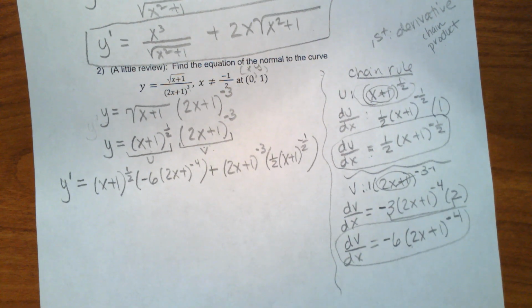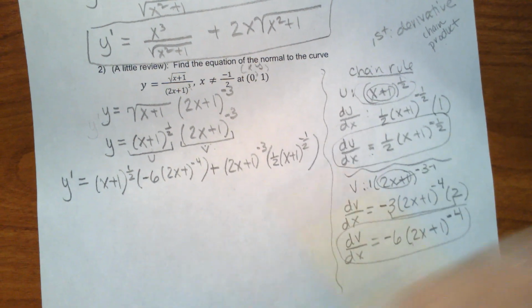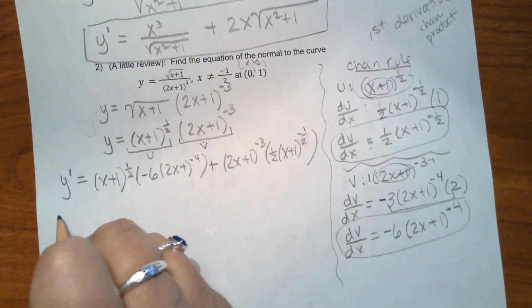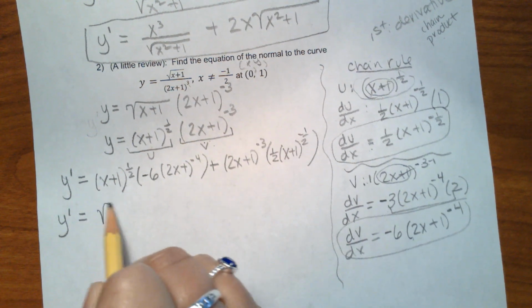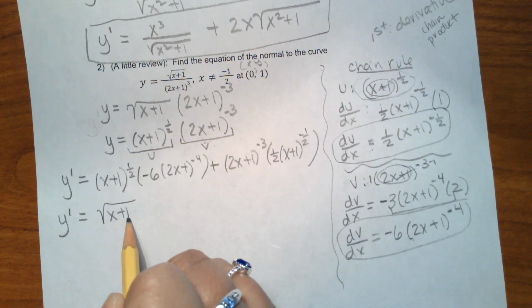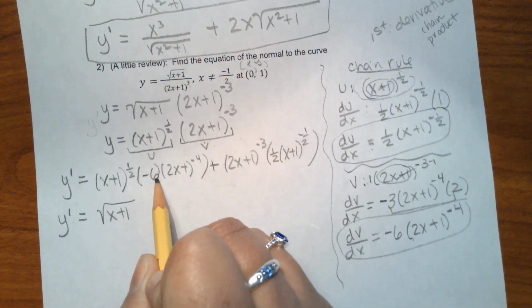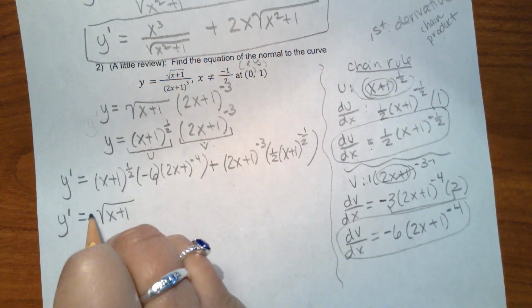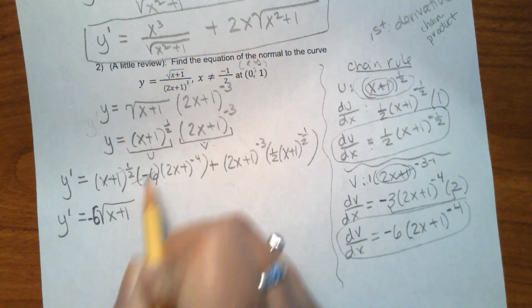All right. This looks a little messy. Let's clean it up a little bit. Let's put some square roots back in. Let's put things in the denominator if we have negative exponents, just so that it looks a little bit better. So we have y prime equals square root of x plus 1 times negative 6. This is not raised to a negative exponent, so I can put it in front here. Negative 6, so that 6 goes right in front.